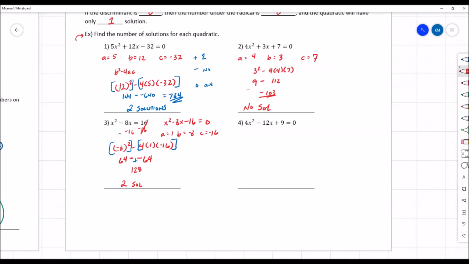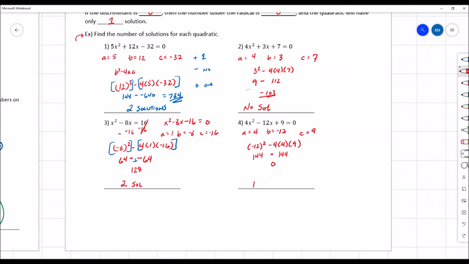Okay, number 4: a is 4, b is negative 12, c is 9. b squared minus 4ac is negative 12 squared minus 4 times a times c. So we get 144. 16 times 9 gives us 144. And then there's a minus in between those. 144 minus 144 is 0.